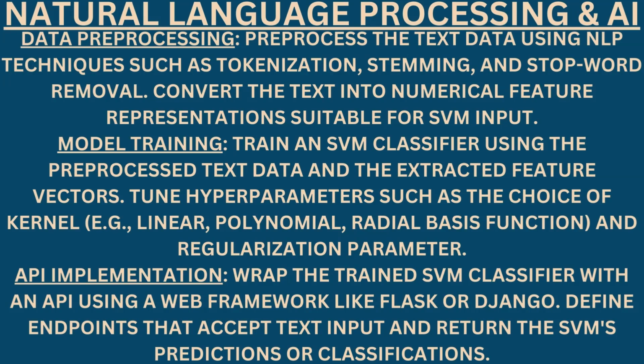Model training. Train an SVM classifier using the pre-processed text data and the extracted feature vectors. Tune the hyperparameters such as the choice of kernel, that is linear, polynomial, radial basis function, and the regularization parameter. API implementation. Wrap the trained SVM classifier with an API using a web framework like Flask or Django. Define endpoints that accept text input and return the SVM's predictions or classifications.